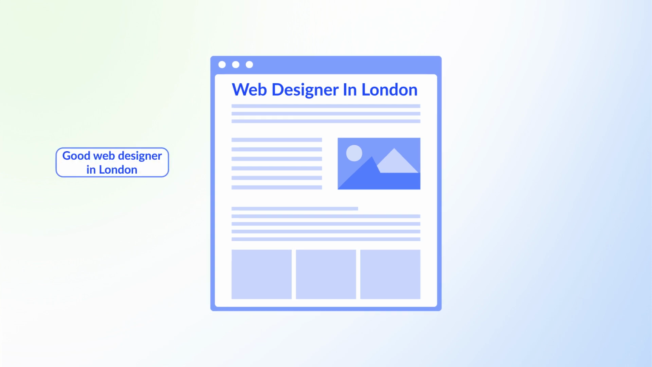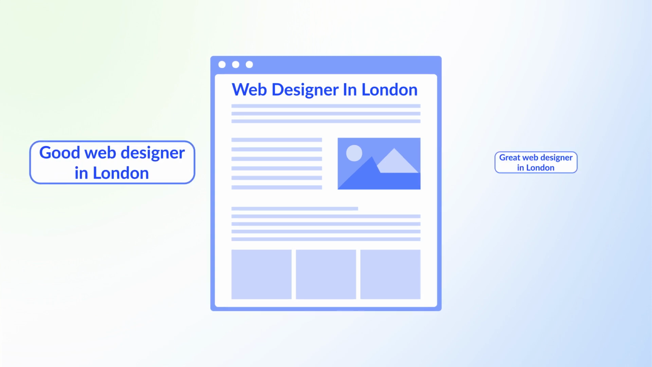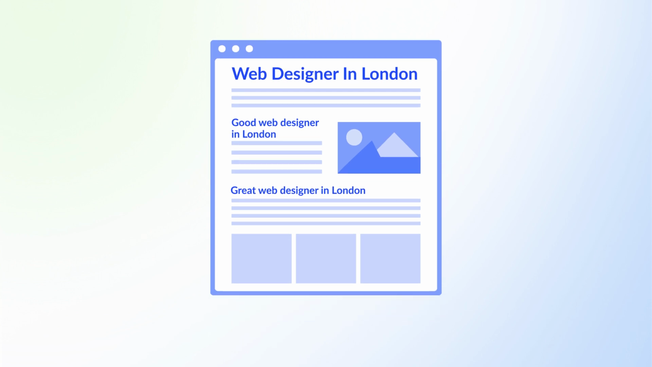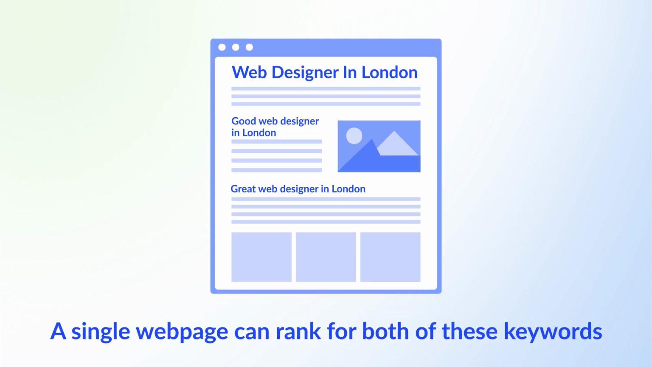Okay, let's look at an example. The keywords good web designer in London and great web designer in London are very similar in meaning and context. They certainly belong to the same theme. This means it's highly likely that a single web page can rank for both of these keywords. So these two keywords belong in the same group or cluster.